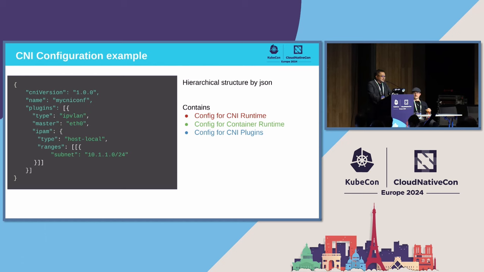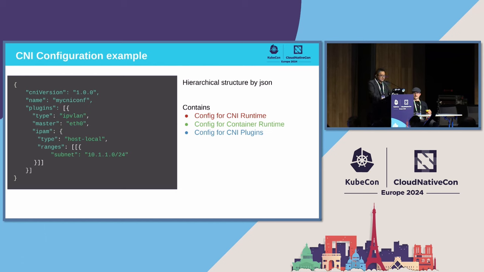So that is the simple CNI configuration example. The JSON allows us a hierarchical structure with nested objects. Here is the parent structure, which has the CNI version, name, and plugins. And inside the plugins, we have another object. So this shows that the CNI configuration has a hierarchical structure.